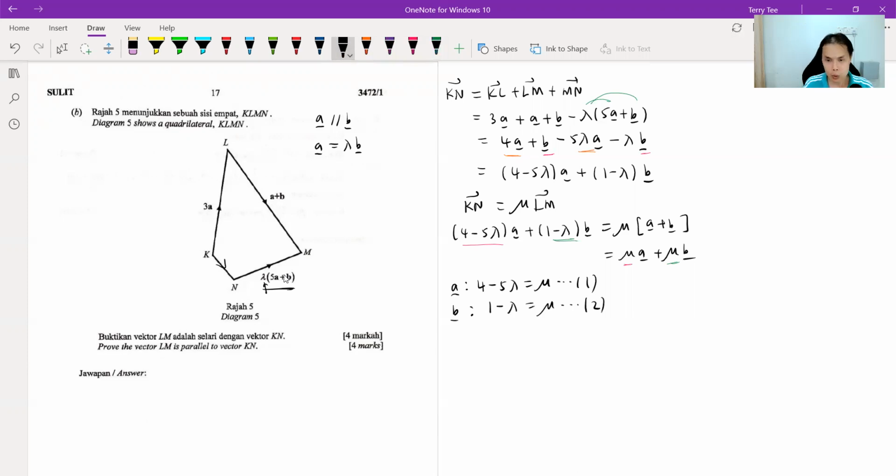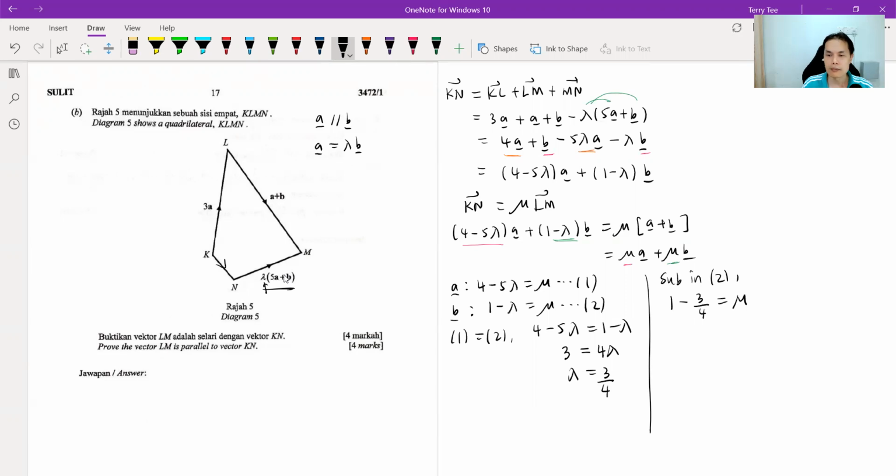So we know they are equal. So we can say equation 1 equals equation 2. 4 minus 5 lambda is 1 minus lambda. Bring over: 4 minus 1 is 3. 5 bring over: 5 minus 1 is 4 lambda. Your lambda is 3 over 4. Now, as you sub inside, let's say equation 2, my lambda is 3 over 4, my mu is 1 over 4.